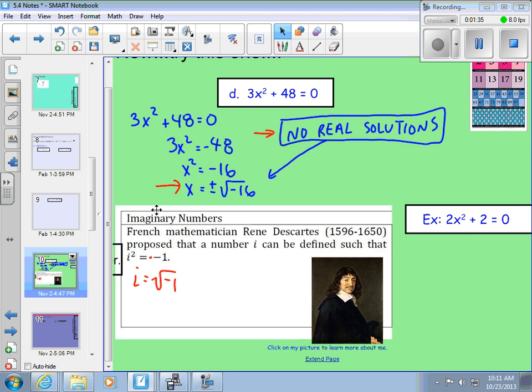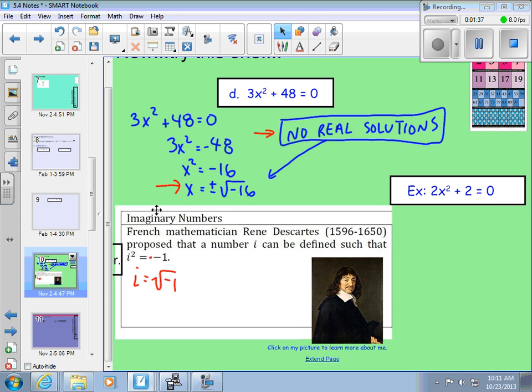Let's look at an example. Let's say we have this problem right here, that x squared plus 2 equals 0. Well, what we're going to do is solve it similar to this other problem we were doing up here to find x. So we're going to start by subtracting 2 from both sides, so we have x squared equals -2. We'll divide by... we're trying to get x by itself.